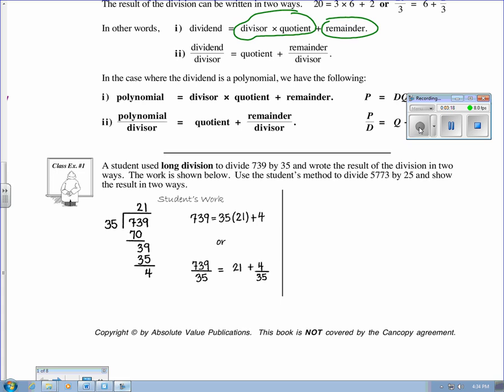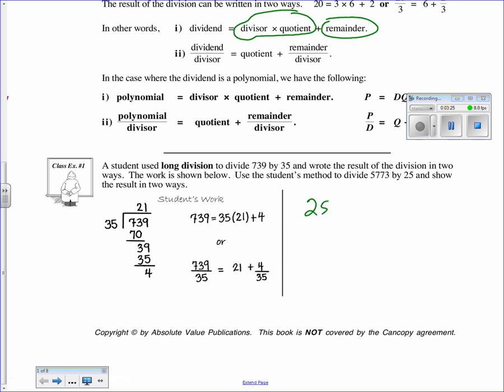So some of you did some long division practice yesterday already. I have to long divide 25 into 5,773. And maybe you remember how that goes. Does 25 go into 5? No, 25 goes into 57. How many times? Twice. 2 times 25 is 50, and I have to subtract that. And then bring down the 7.